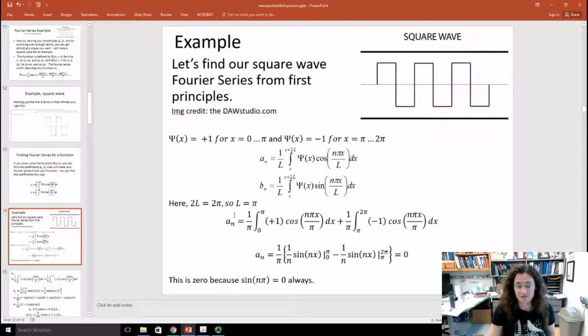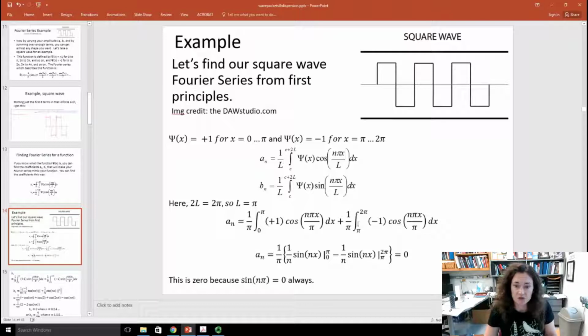I'll start with an. Now here, realize that 1 full wavelength there goes over a range of 0 to 2 pi. So that means that 2L is 2 pi, or L is equal to pi. So I'm going to plug in for that in my formulae. So a sub n is equal to 1 over pi times the integral from 0 to pi of my wave function +1, now times cosine of n pi x over L, where I've plugged in for L is equal to pi. So I have n pi x over pi dx. Now it's piecewise continuous. I have to integrate over the full 0 to 2 pi range. So piecewise from 0 to pi it was +1, from pi to 2 pi it's -1.